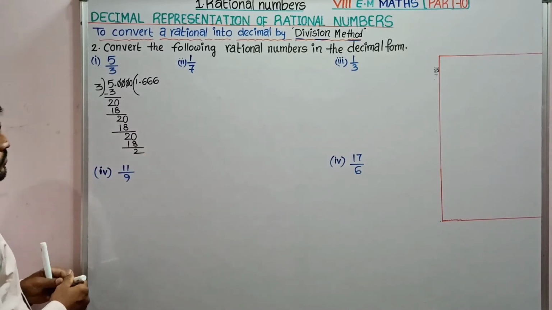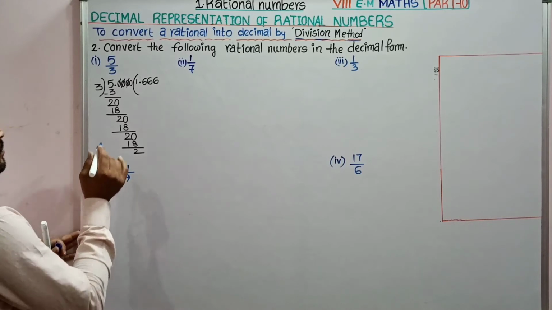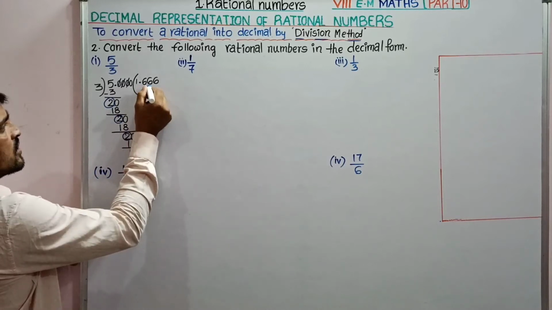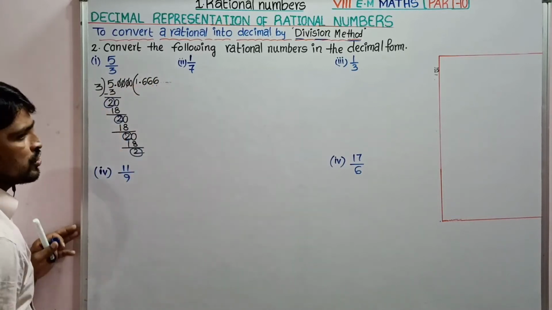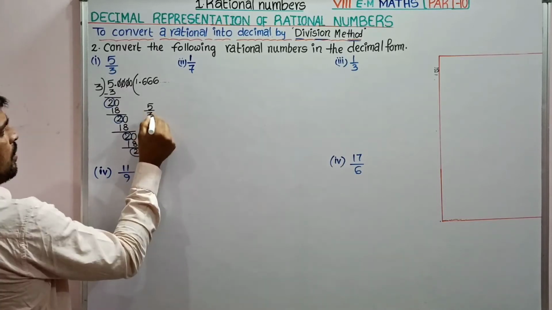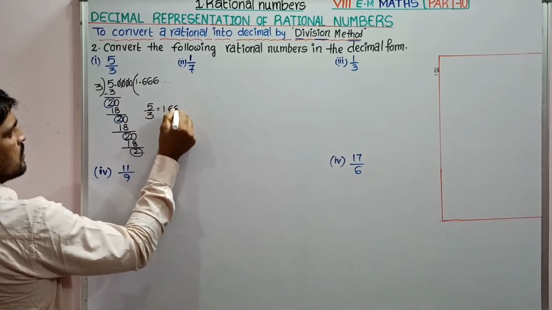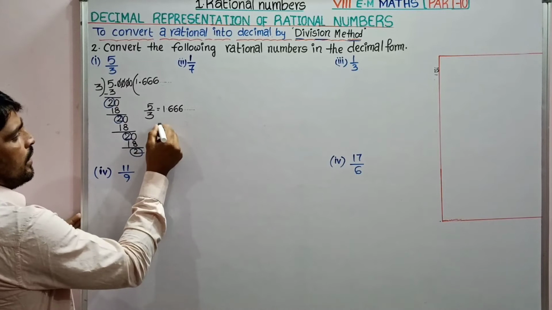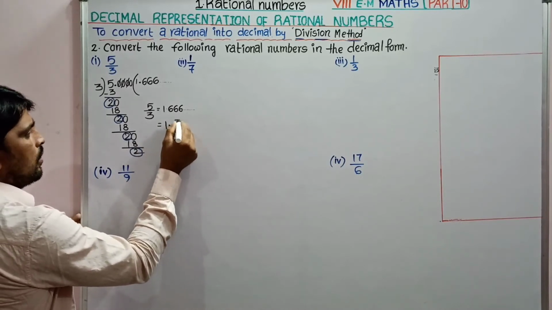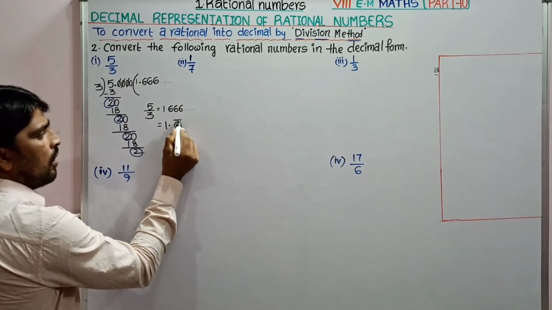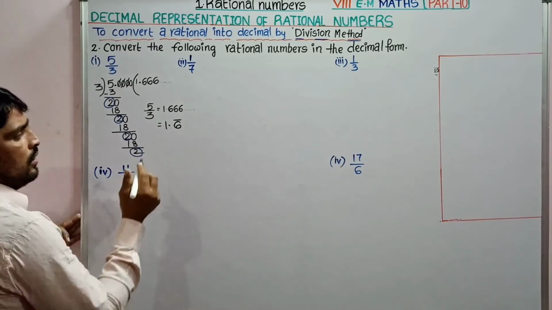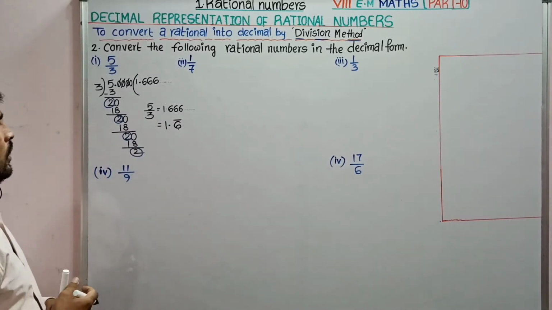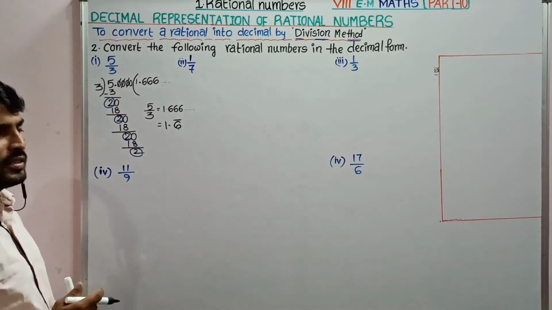So in this division, we observe that every time the same remainder 2 is repeated and the digit 6 is repeated in the quotient after the decimal place. The decimal form of 5 by 3 is 1.666 and so on. That means the division never ends, so it can be written as 1.6 bar. The bar on the digit 6 denotes that the digit 6 is a recurring digit. So the decimal form of 5 by 3 is 1.6 bar.